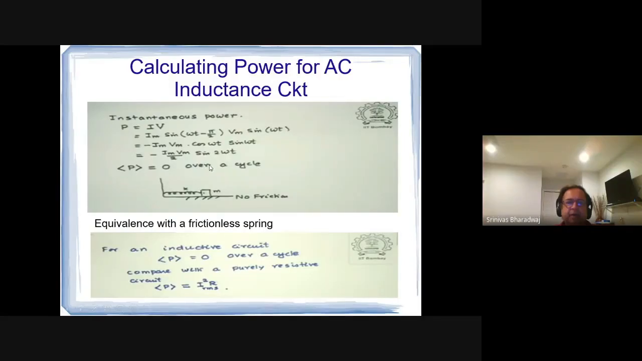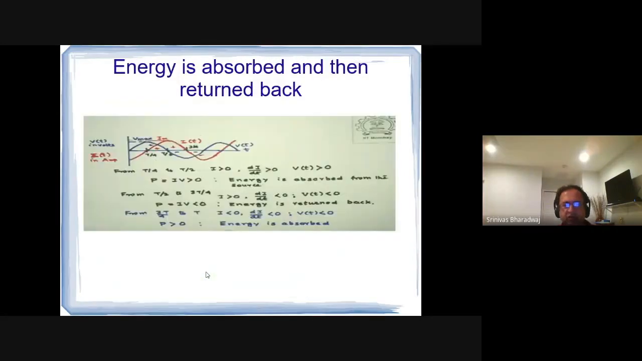And for an inductive circuit, the average power is of course 0. But the RMS power is I RMS square R, with a pure resistive circuit. So for an inductive circuit, it's one thing; for a resistive circuit, it's another. That's the difference between an inductive circuit and a resistive circuit.